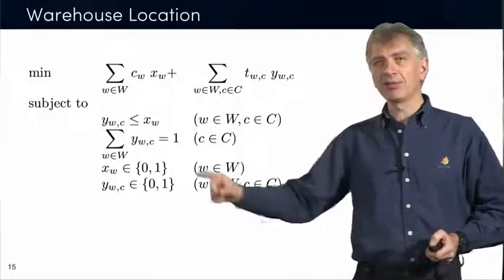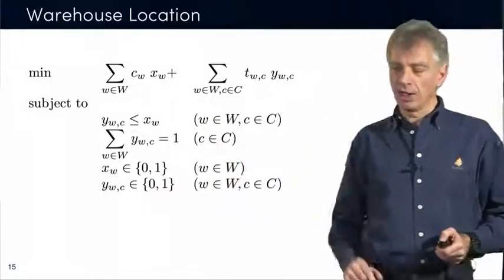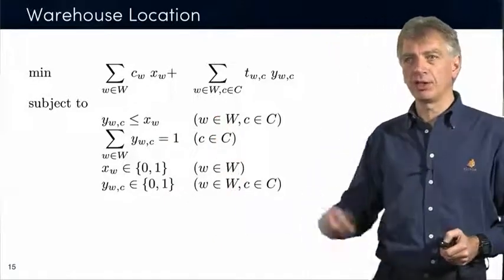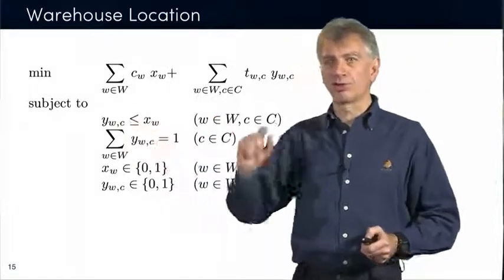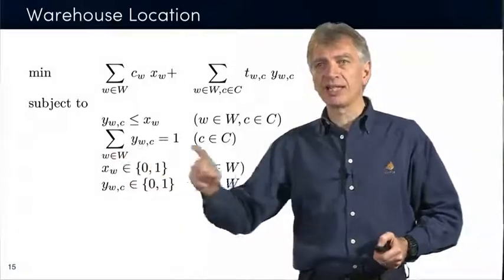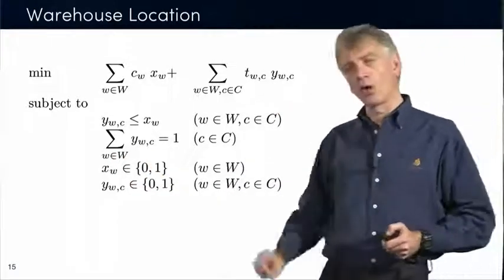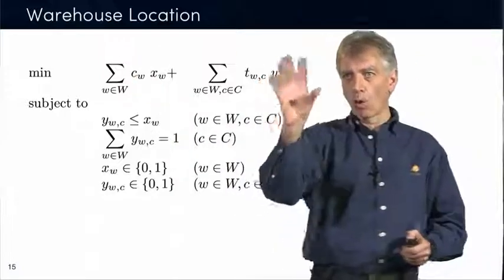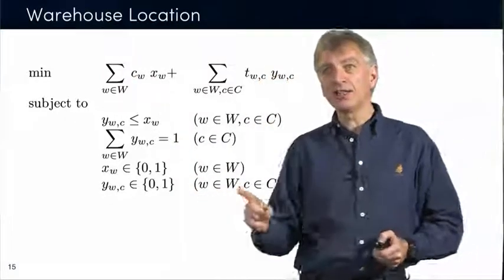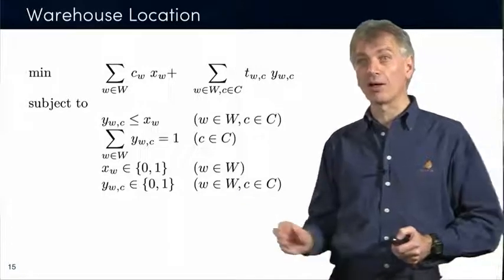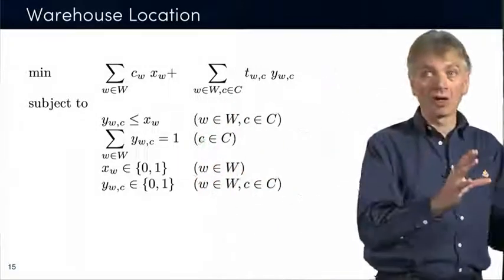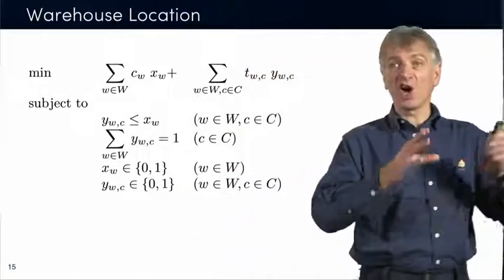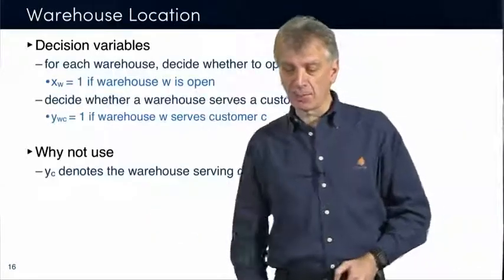Then we have the constraints that basically state that you can serve a customer with a warehouse if the warehouse is open. Then you have to serve a customer exactly once. So you look at all the warehouses, exactly one should serve that customer. And then obviously these two types of variables have to be 0 and 1. We open a warehouse or we don't. The warehouse W serves customer C or not. And that's the entire model.